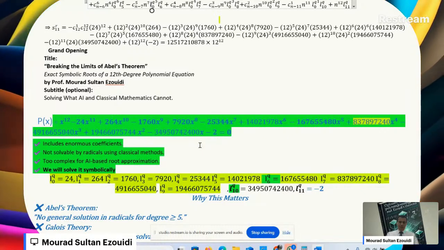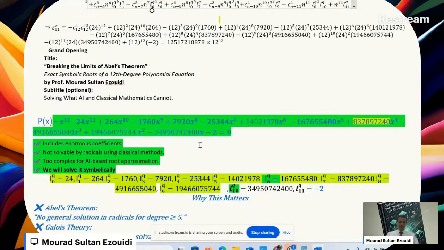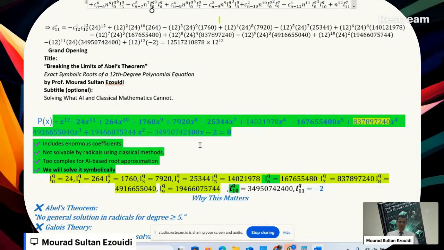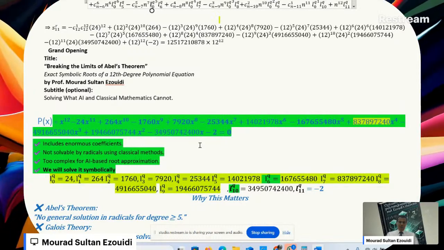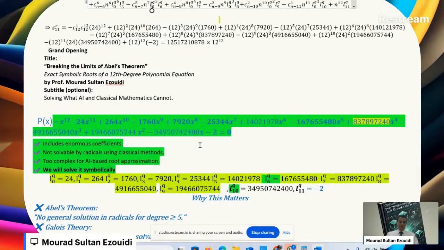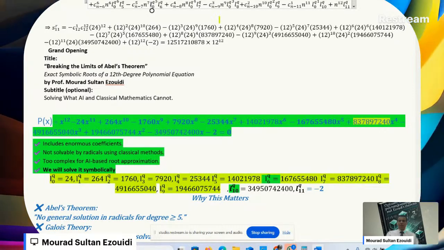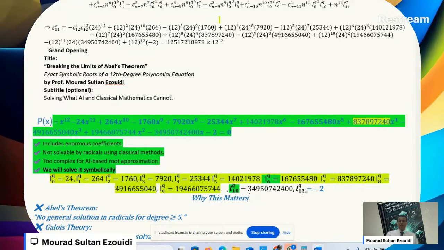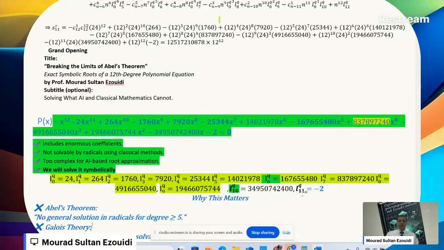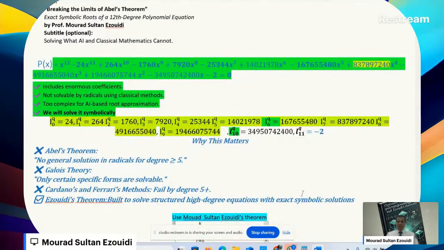Share this with others. Prepare your scientific calculator, because there is a calculation you should do. So here, my professors, we can start. I will just apply the theorem of Mourad Sultan Ezouidi, and I'm going to ask a question.